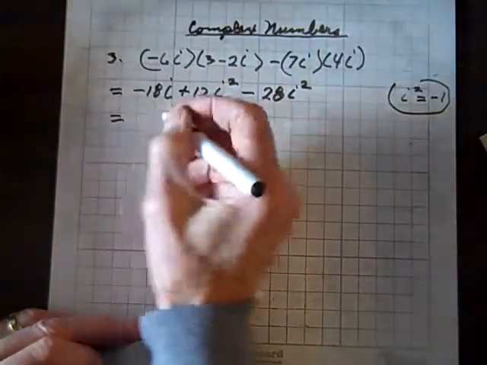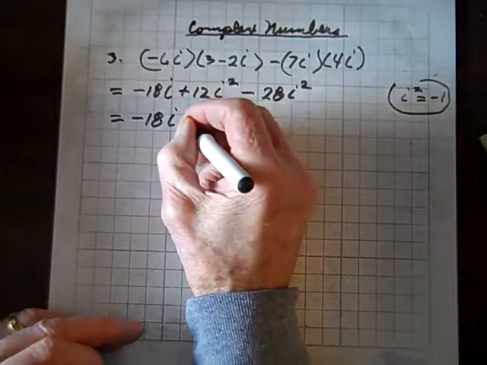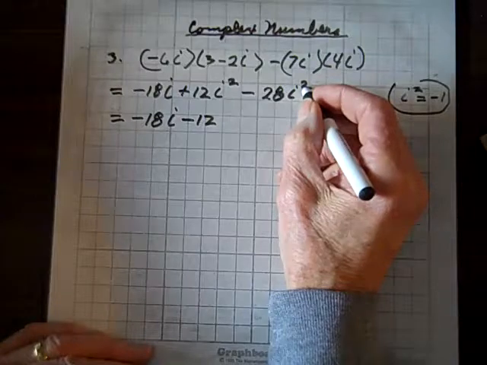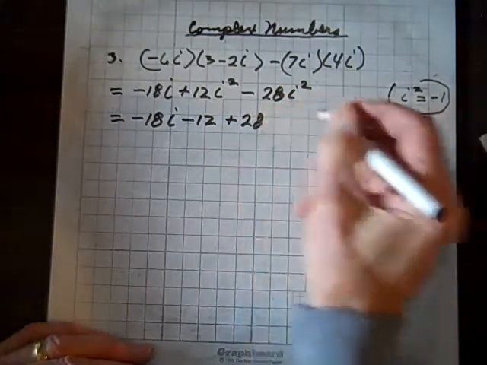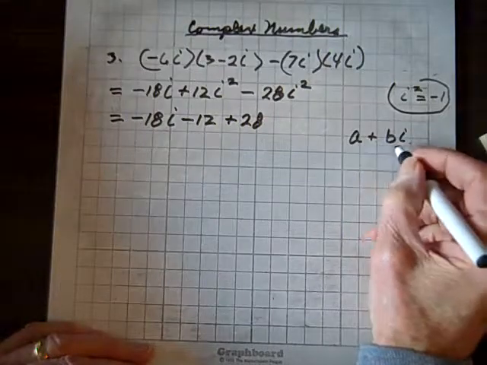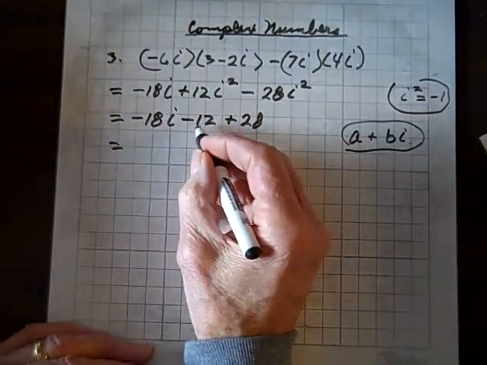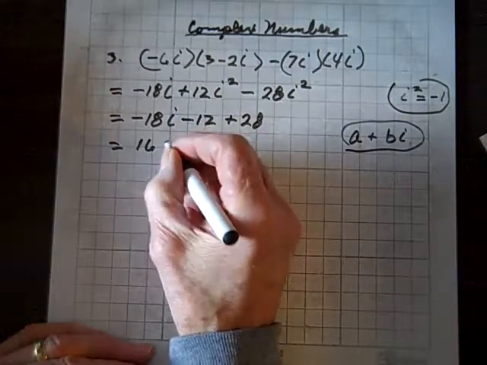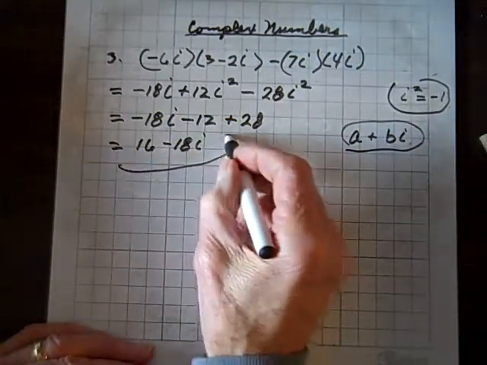Now let's simplify this, and we get -18i, and i squared is -1, so that's going to become a -12, because 12 times -1 is -12. And now we have 28 times -1, i squared is -1, and a negative times a negative is positive, so that's going to be plus 28. Now keep in mind, when we write our final answer, it has to be in standard form, a plus bi, where the real part's first, the imaginary part second, and 2 separate terms. So let's see. We have -12 plus 28, that is 16. And minus 18i. Good, real part first, imaginary part second, 2 separate terms, and we're done.